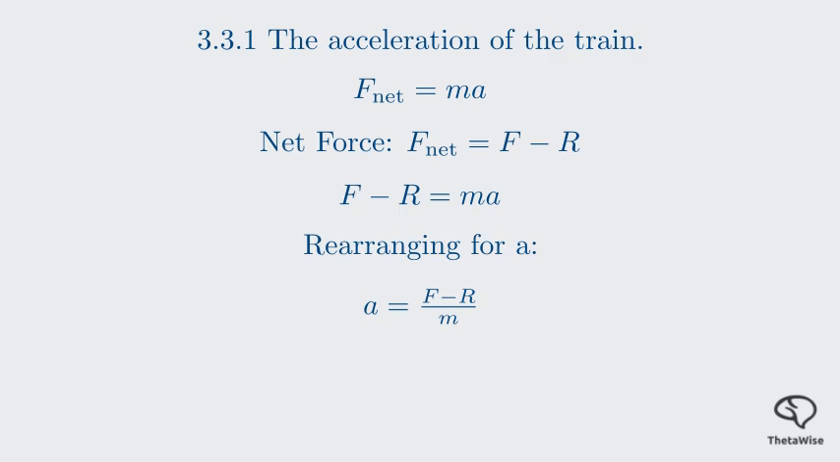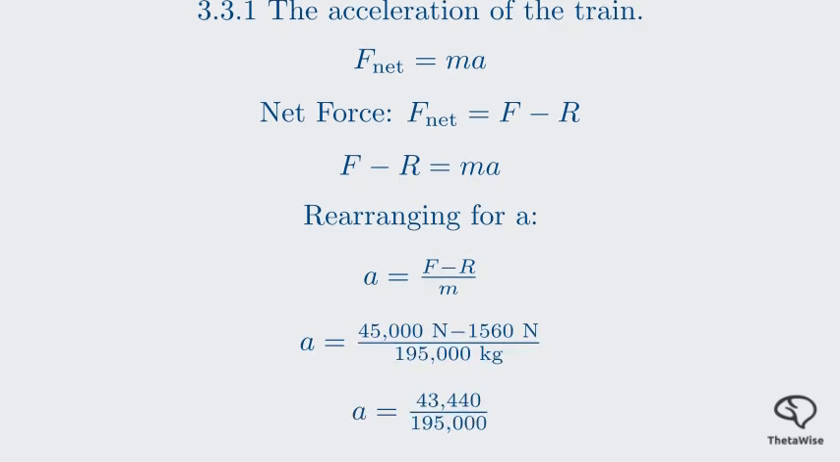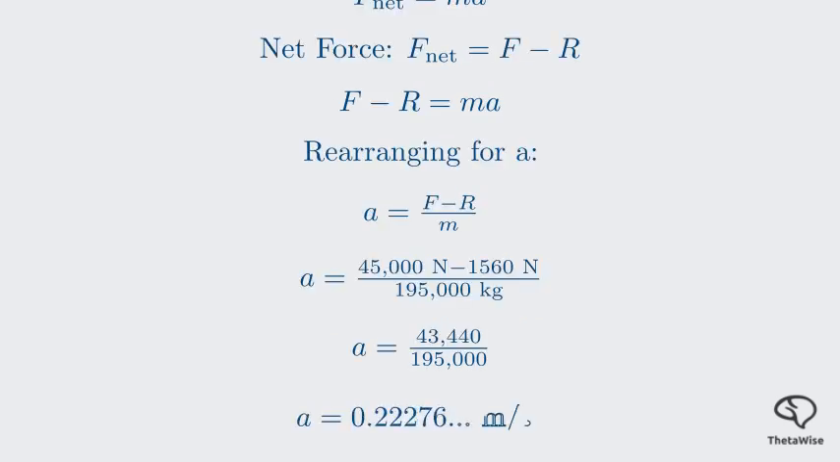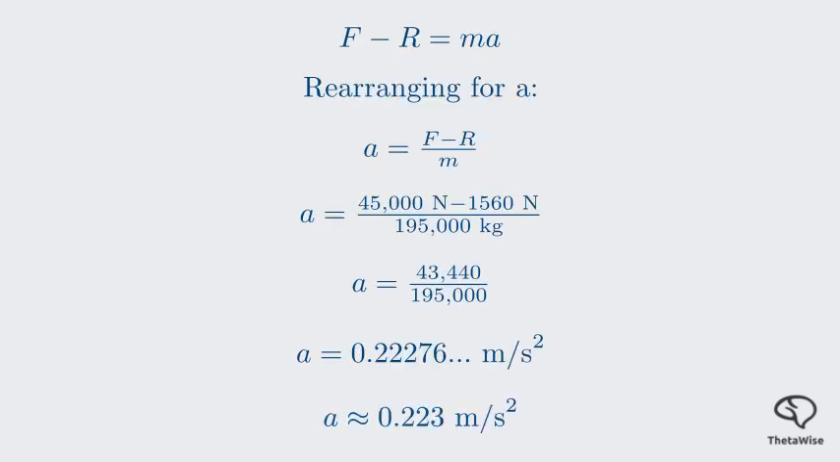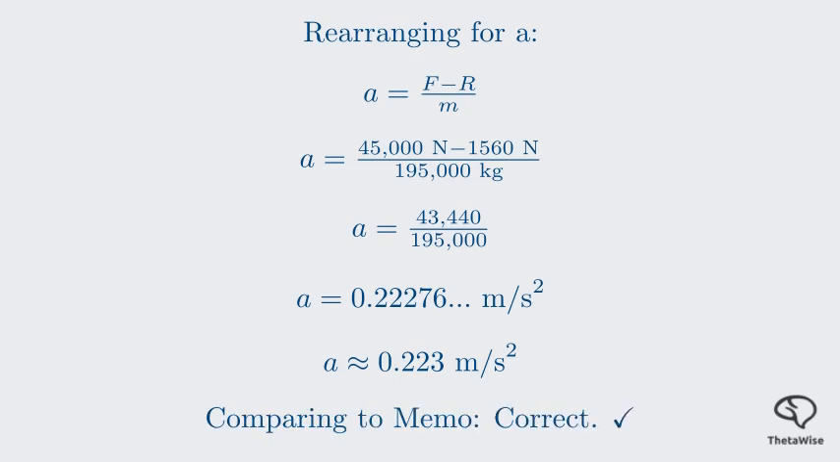Now we substitute the values we identified. We have a equals 45,000 newtons minus 1560 newtons, divided by 195,000 kilograms. This gives us 43,440 divided by 195,000. The acceleration is 0.2276 meters per second squared. Rounding to 3 decimal places, this is 0.223 meters per second squared. Let's compare this with the marking guideline. The memo also gets 0.2223 m/s², so our answer is correct. We have successfully found the acceleration of the train.